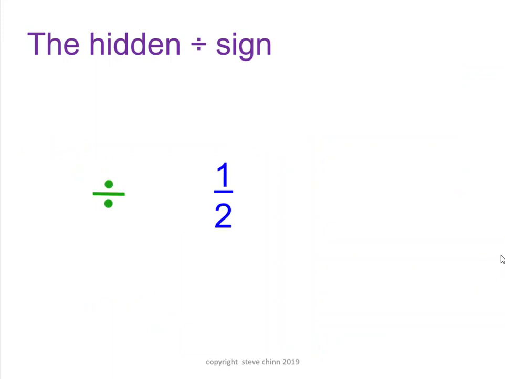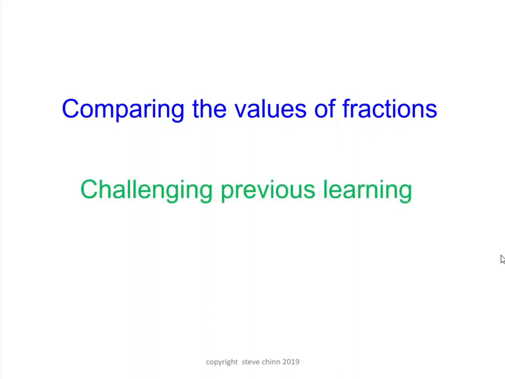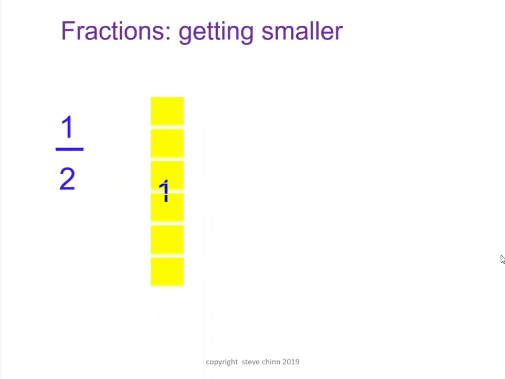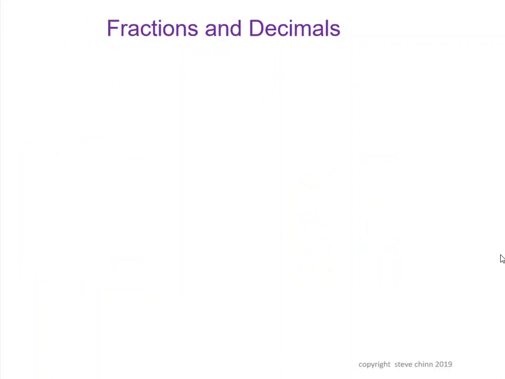Well, fractions hide the divide sign, as I've just shown you there, and you mustn't forget that hidden divide sign. We're challenging previous learning. You have to inhibit what you've learnt before. And a very simple illustration of this is, let's do a half, let's do a third, 1 divided into 3, so the parts are smaller, and a quarter. So showing you physically again that the parts are getting smaller.